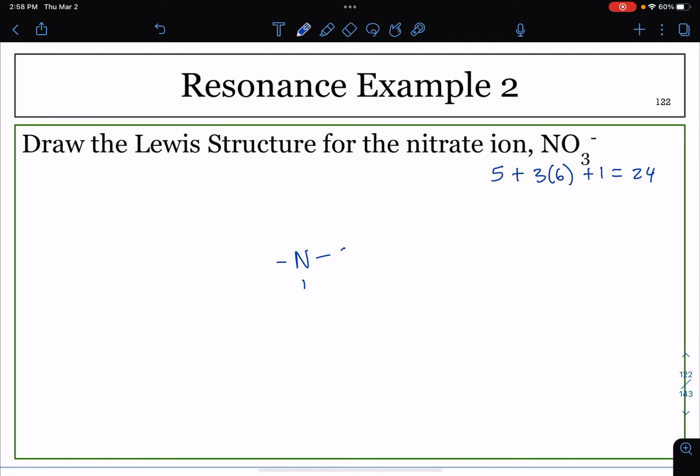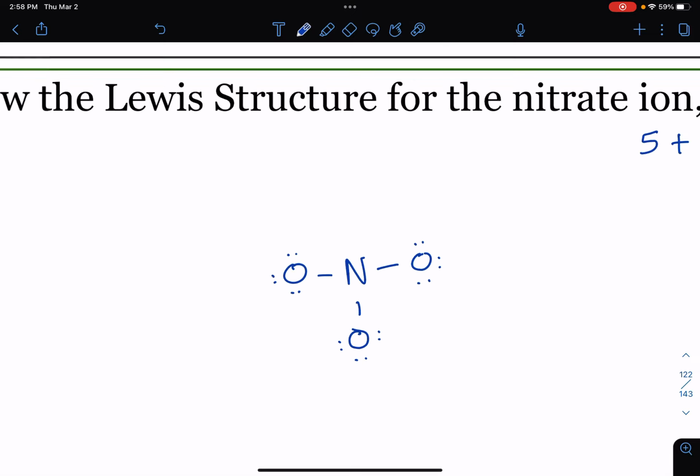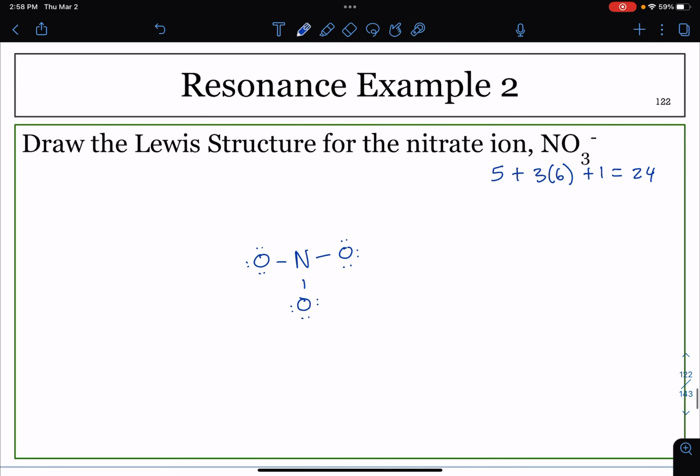Our skeletal structure would look something like this. We've placed 6 electrons so far. 8, 10, 12, 14, 16, 18, 20, 22, 24. Nitrogen does not have an octet, and we have no more electrons to place around it. So we need to take a lone pair off of oxygen and make a double bond with that oxygen.